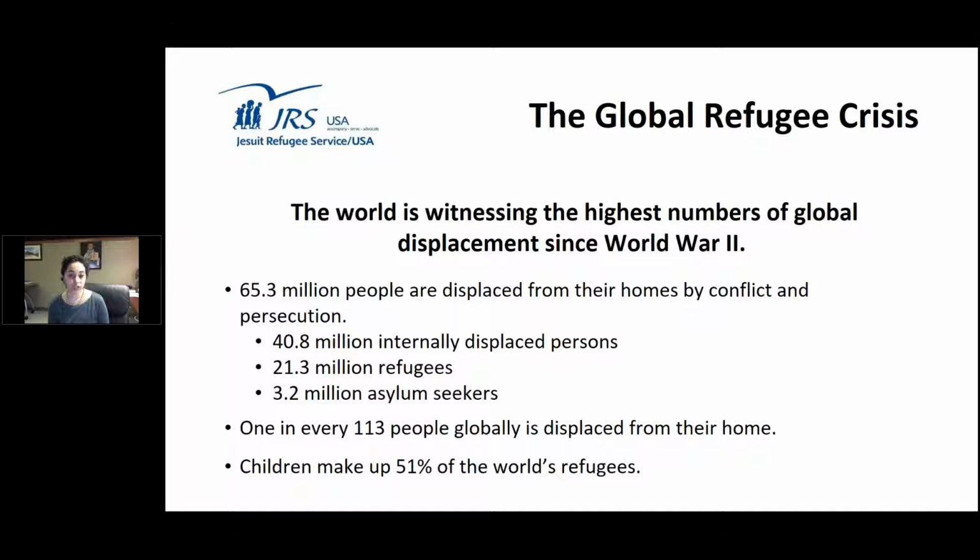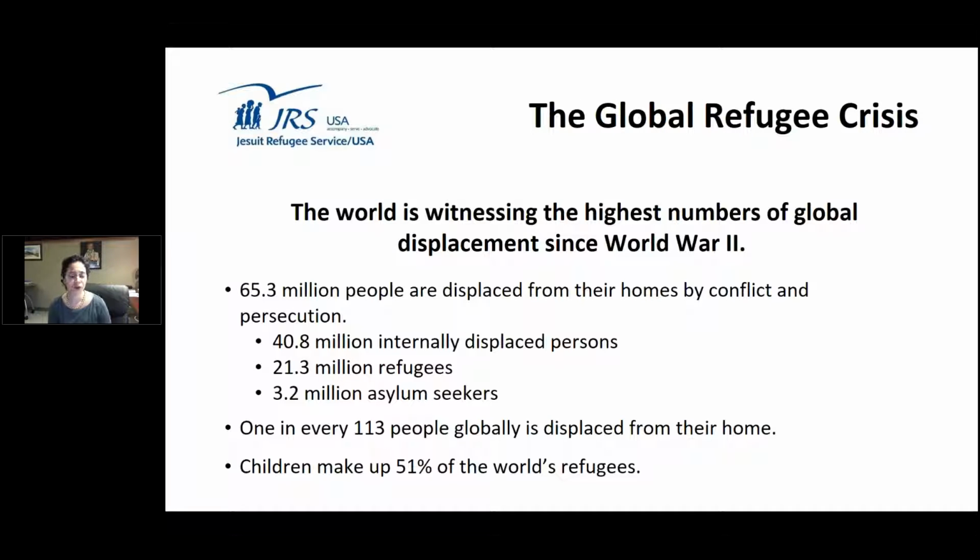21 million are refugees. They've had to leave their home. They've crossed borders and have been given refugee status by the United Nations, the global institution that grants that status. And then about 3 million asylum seekers, so individuals who have crossed borders but are still waiting for that official designation of a refugee. They're in the process of seeking asylum. So that brings us to the 65 million number.